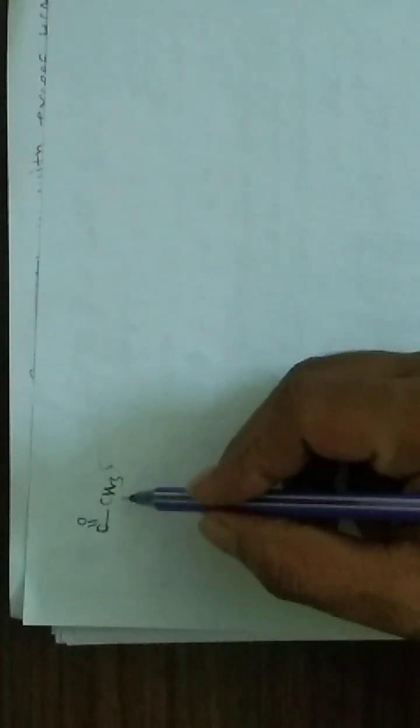I also told you what an alpha hydrogen atom is. Alpha hydrogen means the hydrogen attached to the alpha carbon. And what is the alpha carbon? The alpha carbon is the carbon attached to the carbonyl carbon. So now, the Cannizzaro reaction. What is the Cannizzaro reaction?